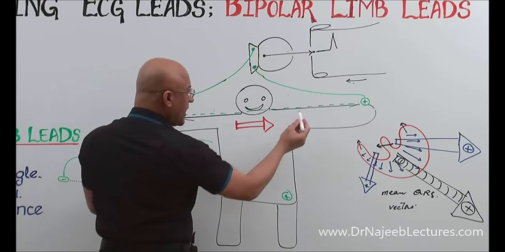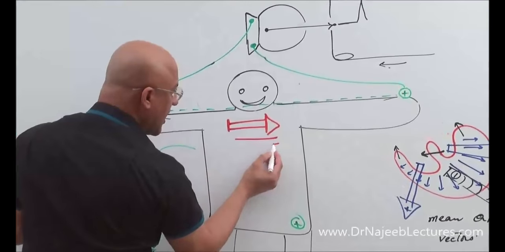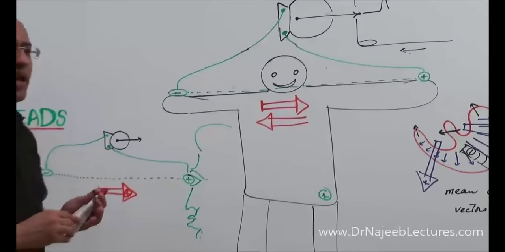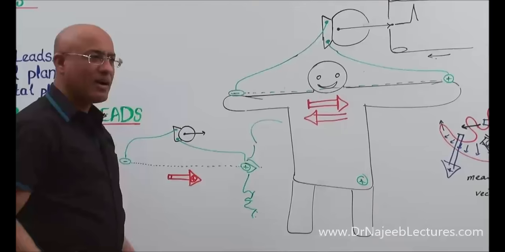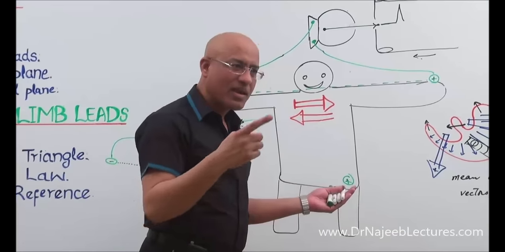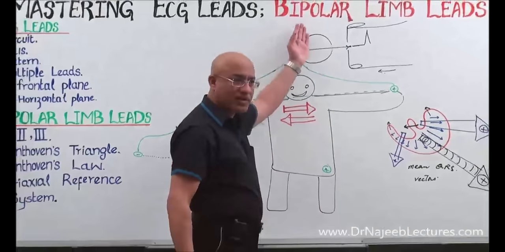Imagine that if this electrical activity in the heart is moving away from the positive electrode, then what will happen? Everyone knows the needle should go down. When positive charges are moving towards the positive electrode, deflection is upward.